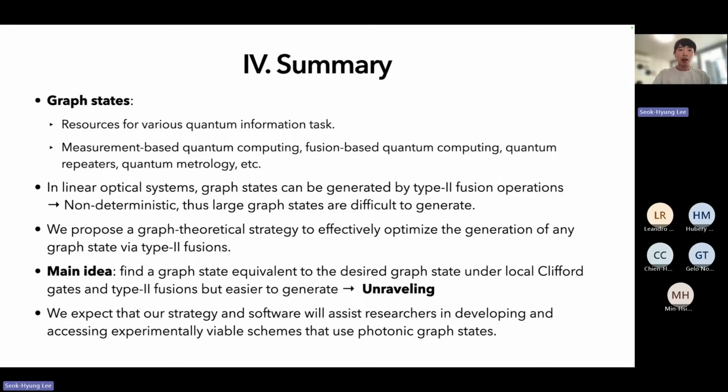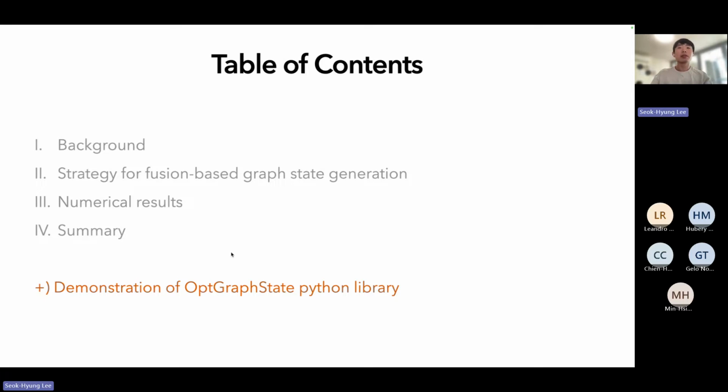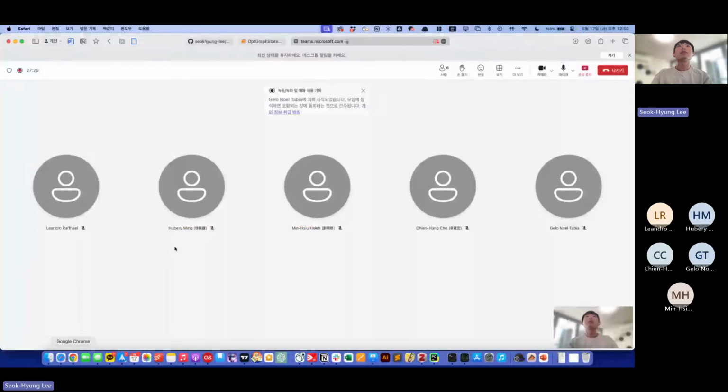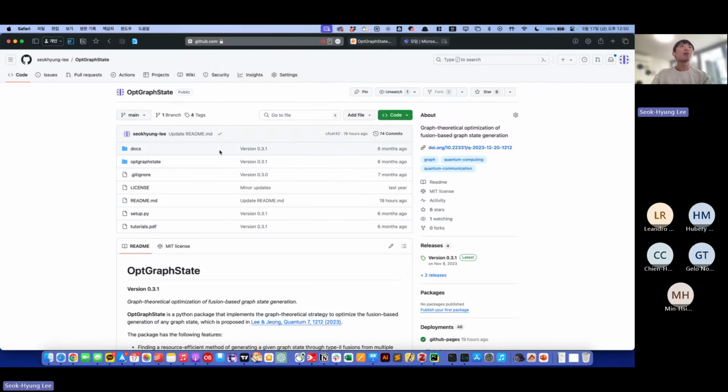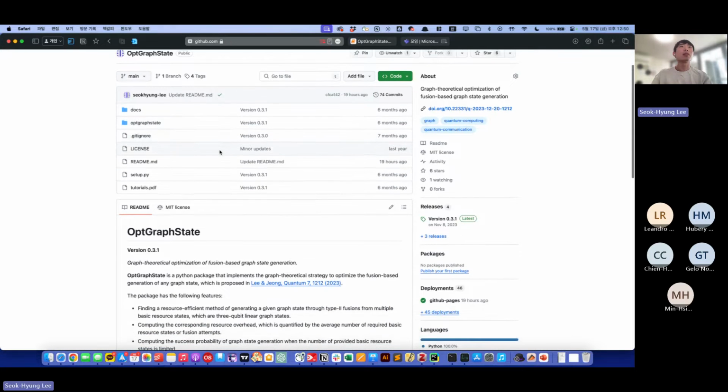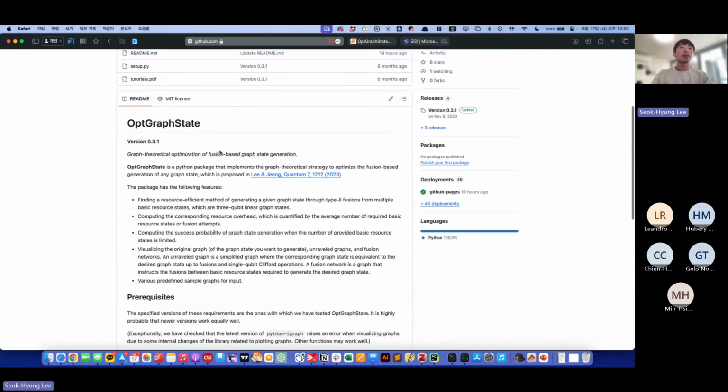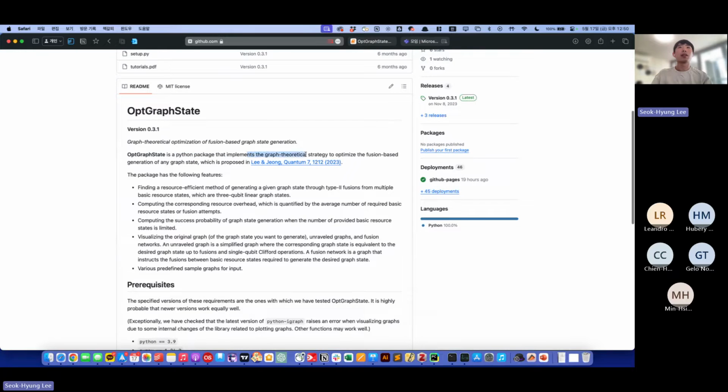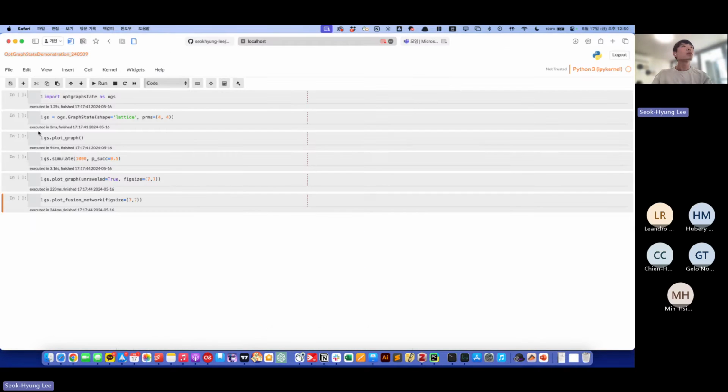And I would like to demonstrate the library very, very quickly. Yeah, this is the Python package of our library, OptGraphState. It is a package that implements this strategy to optimize the generation of any graph state. I just prepared a simple notebook for this.